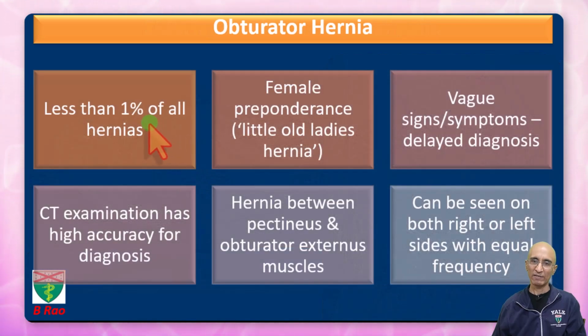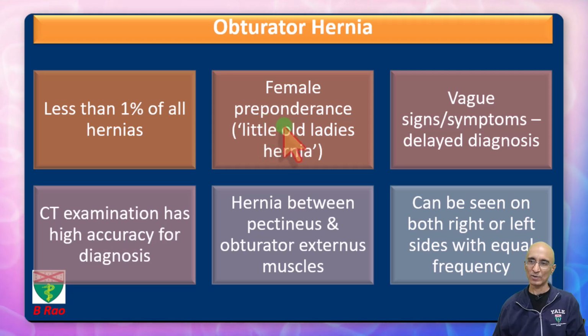Obturator hernia is a very rare hernia, seen in less than 1%. The hernia is more common in female patients, particularly in elderly female and post-pregnancy patients, owing to the greater width of the pelvis, larger obturator canal, and increased laxity of pelvic tissues in females.